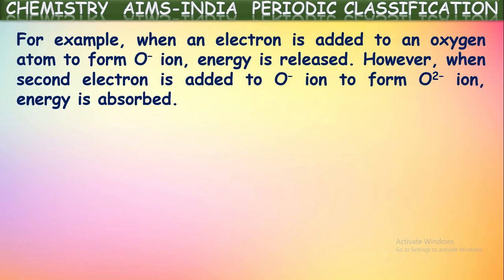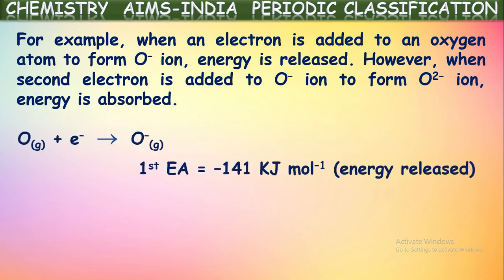For example, when an electron is added to an atom of oxygen to form an O minus ion, energy is released. While taking the first electron, oxygen releases a certain amount of energy which we call the first electron affinity. However, when a second electron is added to the O minus ion to form the O2 minus ion, energy is absorbed. So equationally they are mentioned.